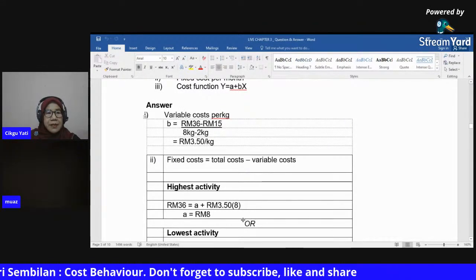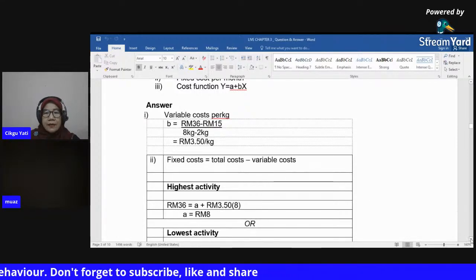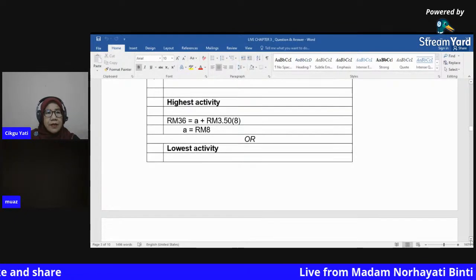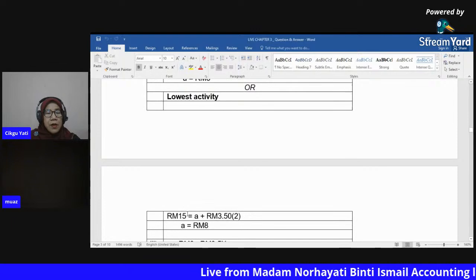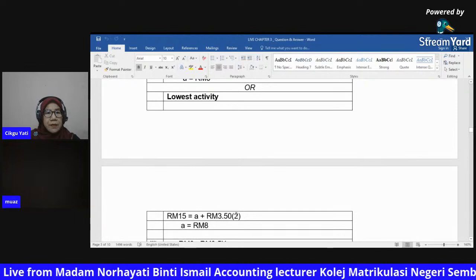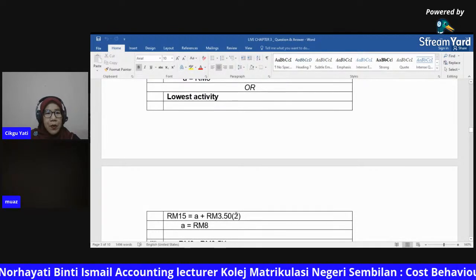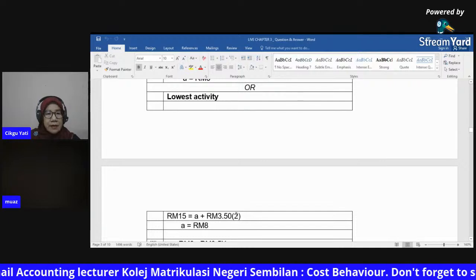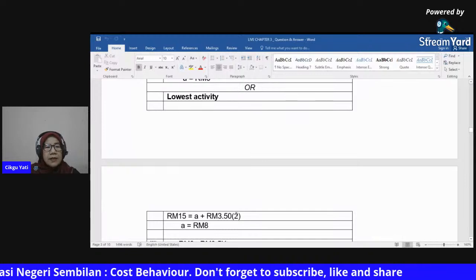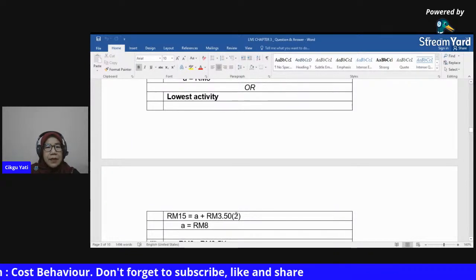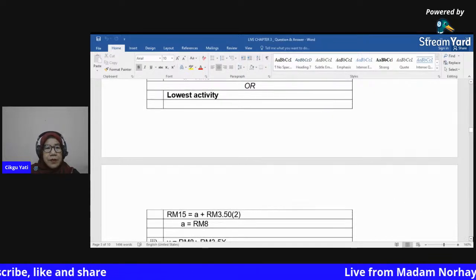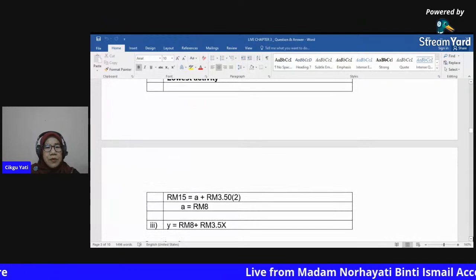Or you can substitute with the lowest activities. Let's say that you take the lowest one. The lowest one represent for lowest cost 15 and the lowest activity. When you substitute the amount, you still get the same amount for fixed cost RM 8 or 8 ringgit. So it means that the amount for fixed cost remain constant at any level of activity. Okay, number 2, the one is number 2 now. You have to form the cost function.